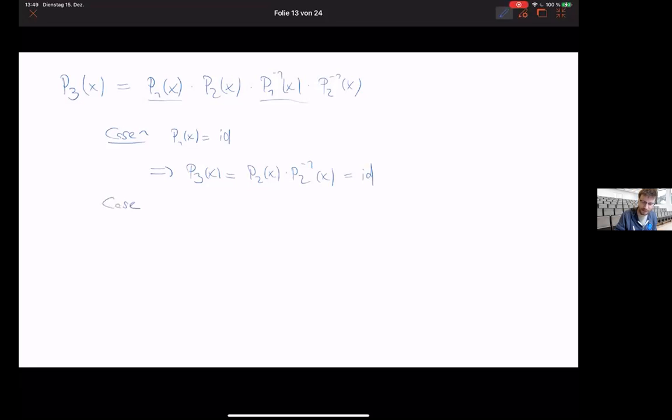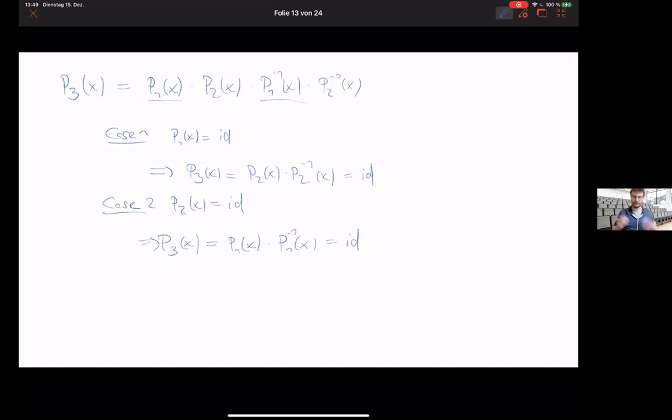Same thing happens if P2 of x equals identity. Then I just have P3 of x equals P1 of x times P1 inverse of x. This is again identity. Okay.